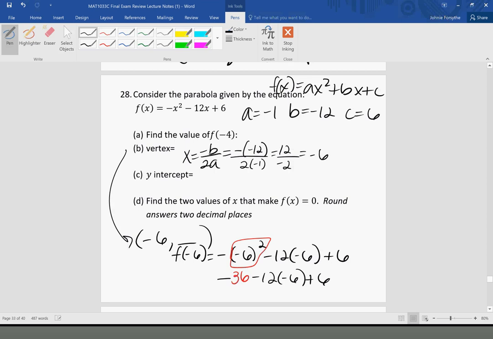Next is any multiplication or division. So we have negative 12 times negative 6, which is positive 72. So I have negative 36 plus 72 plus 6. So negative 36 plus 72 plus 6 equals 42. So the vertex for this parabola is negative 6, 42.